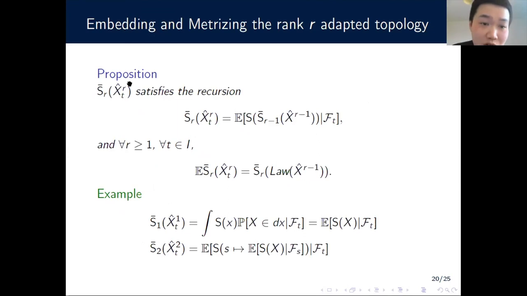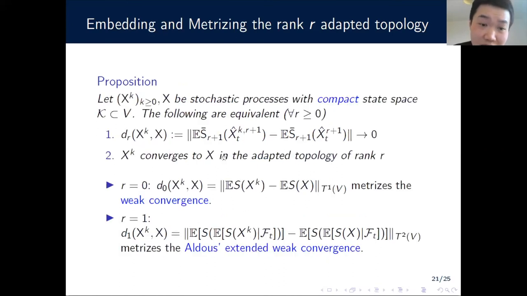This proposition just provides an explicit way to calculate the rank R expected signature. You still use this recursion formula and it satisfies this relation. It is just a simple consequence of the tower property, as you can check. Finally, we can also show that this rank R expected signature provides a way to metrize the adapted topology of any rank R. We just define the metric DR as the distance between the rank R plus one expected signatures.